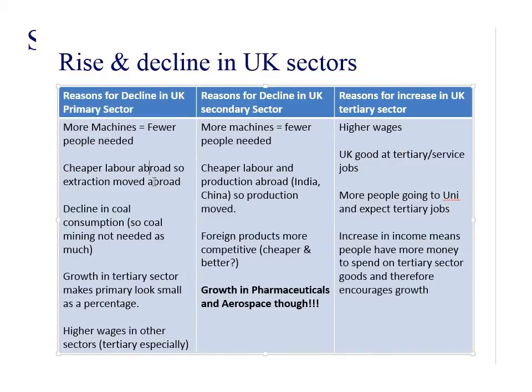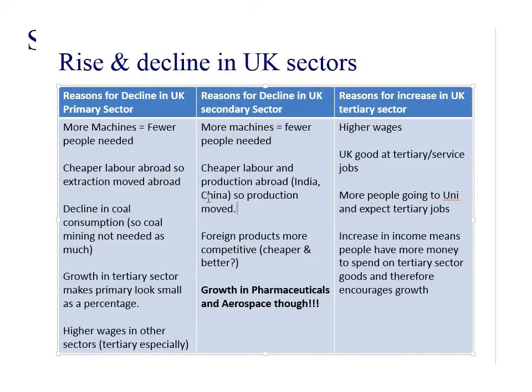If we're watching something like Downton Abbey on a Sunday night, they obviously don't have the machinery and the tools that we have these days in farming. So better machinery means fewer people needed. This goes for the secondary sector as well. There's more automation these days.